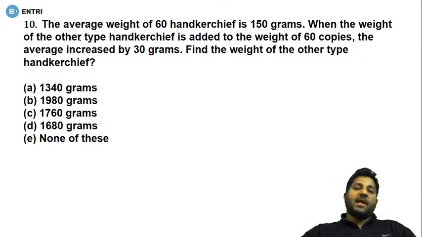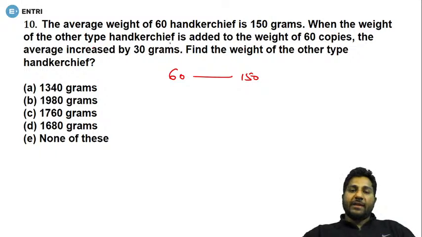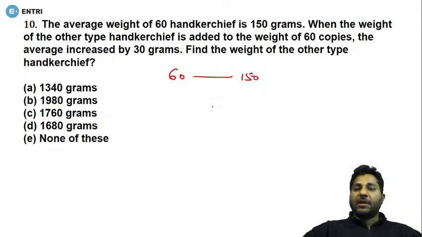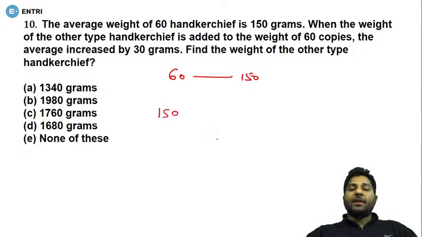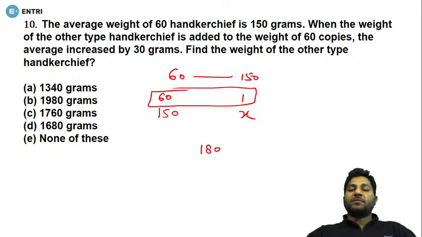Look, the average weight of 60 handkerchiefs is 150. When the weight of the other type of handkerchief is added, that means earlier it was 60, now one more has been added to the weight of 60 copies. The average increased by 30 grams. So earlier it was 150. After adding the value x of one handkerchief, it will become 180. So earlier we had 60 handkerchiefs, now the total combination becomes 61.